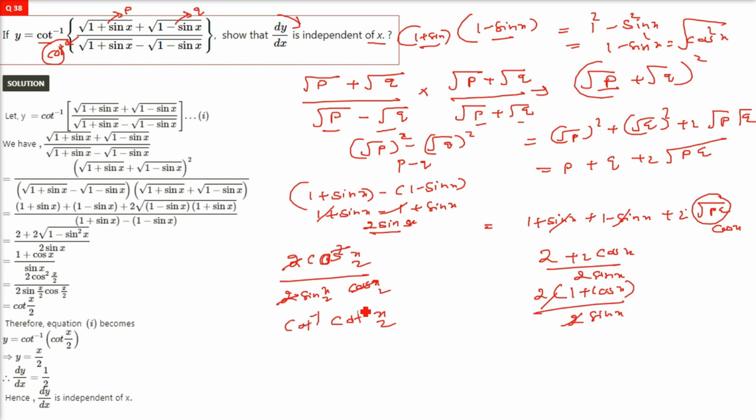So we have cot x by 2 here. Cot inverse was already out, so you can just cancel it out. It will be x by 2. So this is why dy by dx is simply half. D by dx of x is 1. So the final result is half. That means that it is independent of x. Differentiation is independent of x. There is no x here.